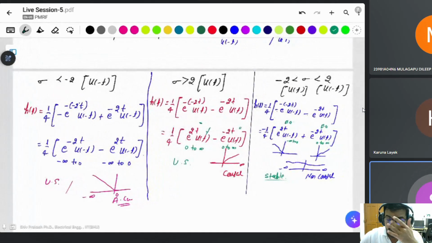Simply, if the question mentions a causal system, it means you have to put u(t) only. If the question mentions an anti-causal system, then you have to use u(-t), like that. By taking the ROC, you can find the exact value of the inverse Laplace transform. Okay, fine.